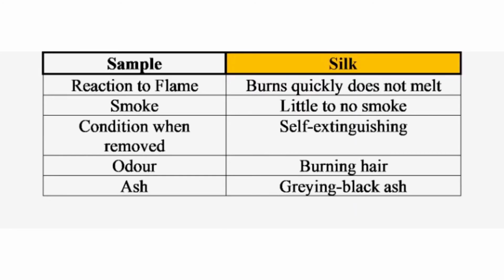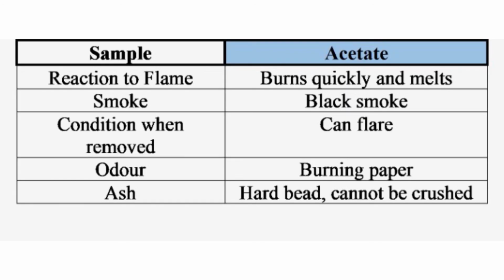The burn test shows that silk is a natural fiber as it burns to ashes and does not melt. The lack of smoke and its burning hair-like smell also point to its animal origin. Acetate, on the other hand, melts and produces hard uncrushable beads, which indicate that it is a synthetic fiber. The black smoke and burning paper smell indicate the use of synthetic materials to produce the fiber.